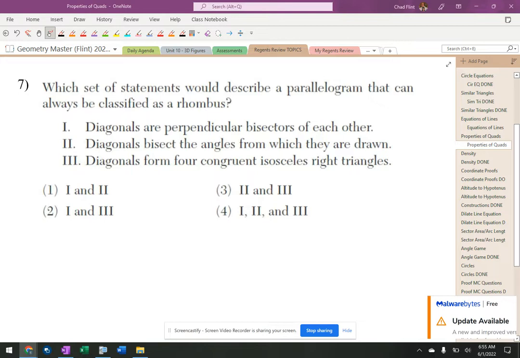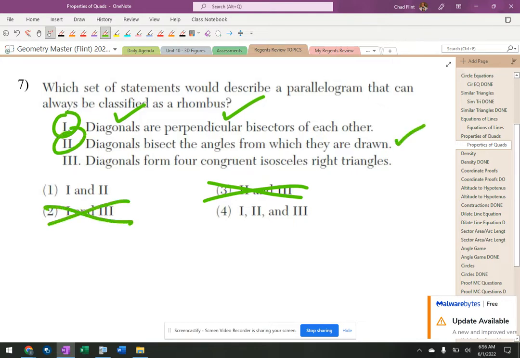Okay, so let's see. Perpendicular diagonals, right there. Okay, one is definitely true, so I know that one's out. Diagonals bisect the angles from which they are drawn. So the diagonals cut the angles in half. That's also definitely true. That's a rhombus thing. All right. So that's out. So it's either 1 or it's 4.